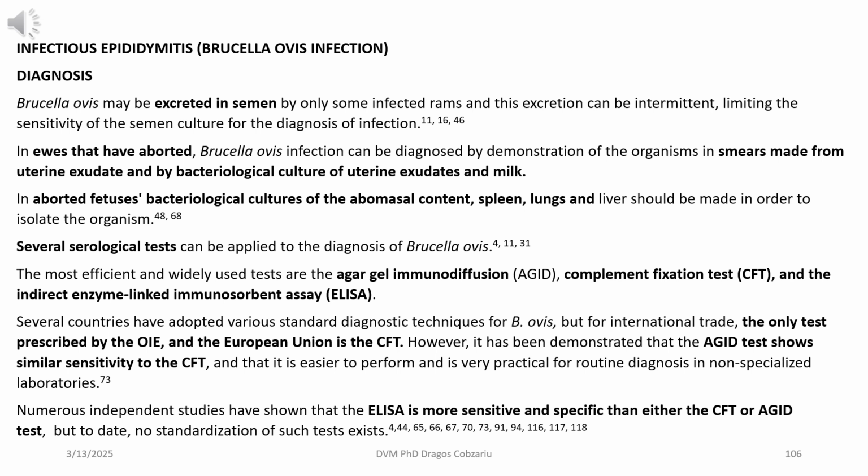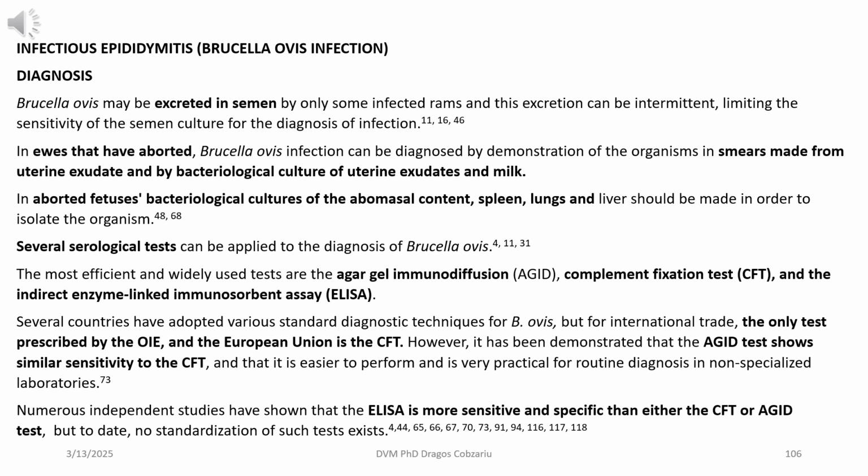Several serological tests can be applied to the diagnosis of Brucella ovis. The most efficient and widely used tests are the agar gel immunodiffusion, AGID, complement fixation test, CFT, and the indirect enzyme-linked immunosorbent assay, ELISA. Several countries have adopted various standard diagnostic techniques for B. ovis, but for international trade, the only test prescribed by the WOAH and the European Union is the CFT. However, it has been demonstrated that the AGID test shows similar sensitivity to the CFT, and that it is easier to perform and is very practical for routine diagnosis in non-specialized laboratories.